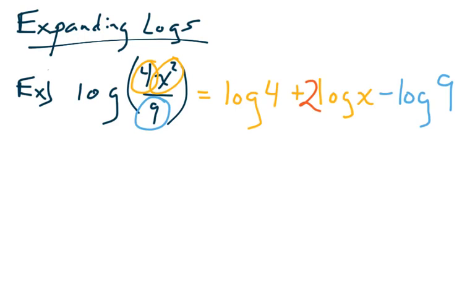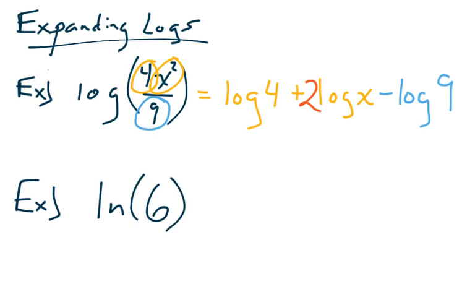So take a look at what we did. We expanded this single log into 3 logs that are being added, subtracted, and we even brought the exponent out front. You say, well, why would I want to do this? Well, because maybe you have a problem like this, the log of 6, and you want to try to split that into actually simpler logs. How? How could I split this into simpler logs? Well, you have to see inside of the number 6. And inside of the number 6 would be two numbers that multiply to be 6.